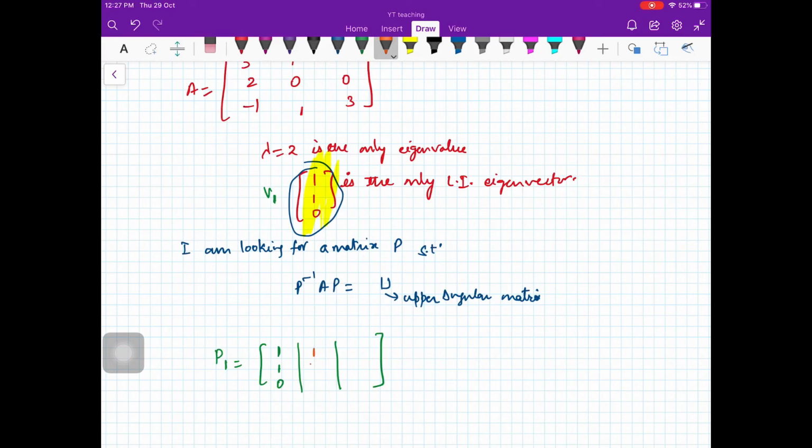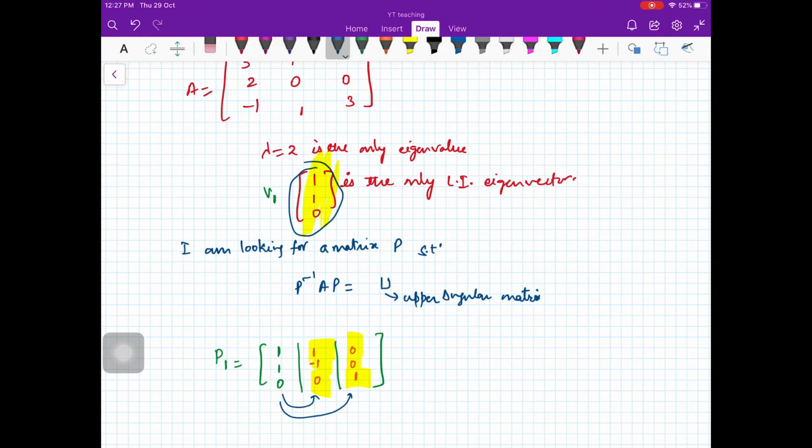So I am just choosing 1, -1, 0, 0, 0, 1. I am just trying to make this P1 invertible. You may wonder how I am choosing these 2 vectors. I am just choosing whatever is orthogonal to these, so that they are mutually orthogonal.